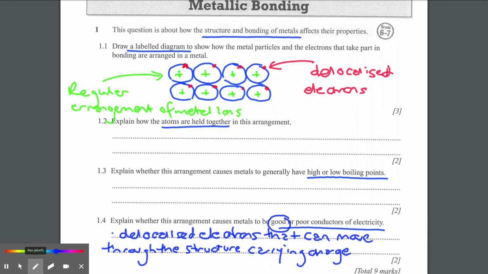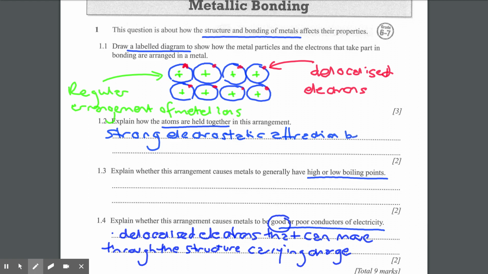So get back to the second question though, which is how the atoms are held together in this arrangement, and they're held together because of strong electrostatic attraction. This is the attraction between the positive nucleus and the negative electrons. Strong electrostatic attraction between positive nucleus and the negative electrons. Okay, and that's how the metal is held together. We have the delocalized negative electrons able to move around and attracted to the positive metal ions in the center.